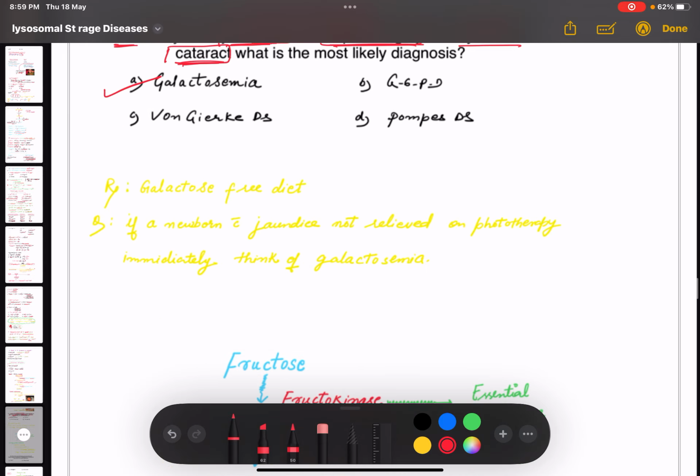And in treatment, what you have to give? You have to give galactose-free diet to the baby. Now, if the question is asked, if a newborn with jaundice is not relieved on phototherapy, if you will see jaundice in a newborn and you are giving the phototherapy and the baby is not relieving, immediately think of galactosemia.